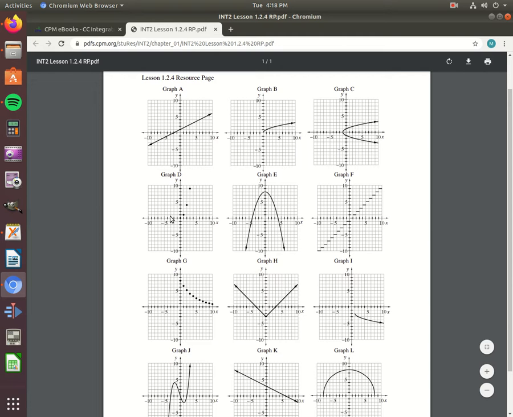So again, each group will get one and do the best they can to describe it. Maybe if they got graph H, they would say the domain is greater than or equal to -3. It makes a V shape. It has an x-intercept at 3 and at -3, and it has a y-intercept at (0, -3). It's continuous in both directions. Those would be the kinds of things that they could talk about.